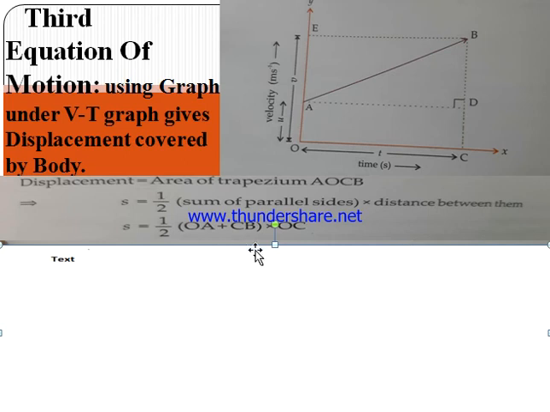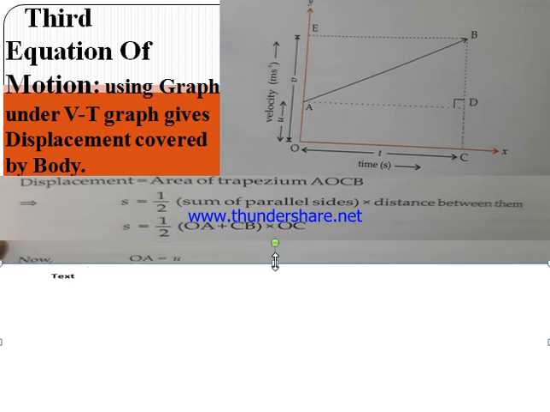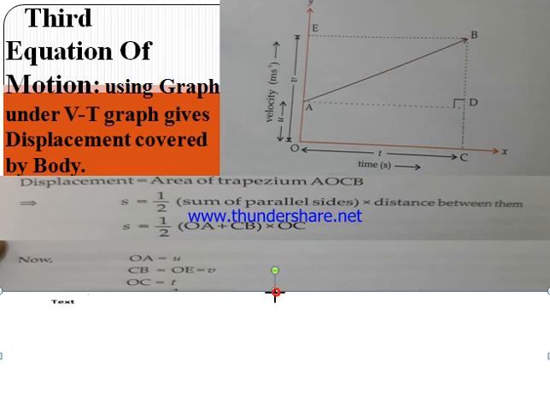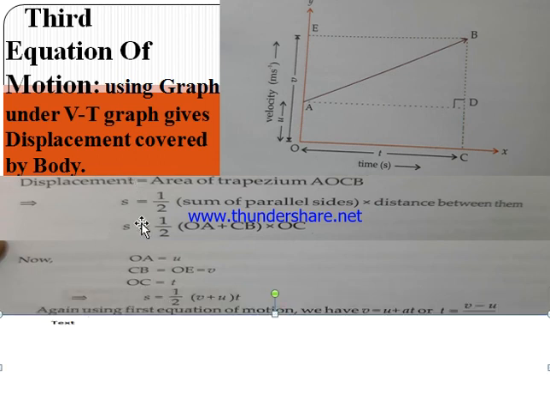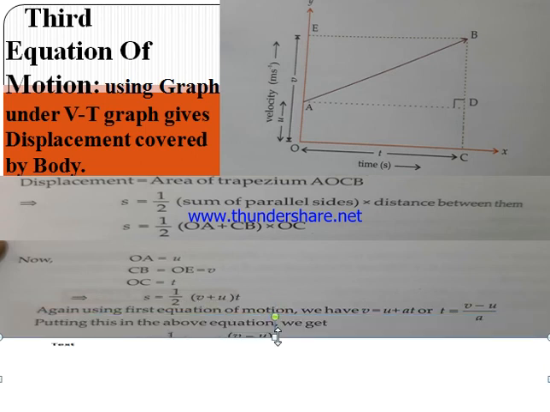So S is equal to half of the parallel sides OA plus BC, multiplied by OC. So what is OA? OA is U and CB is V. And what is OC? This is T. So the formula becomes S is equal to 1 by 2, V plus U, into T.